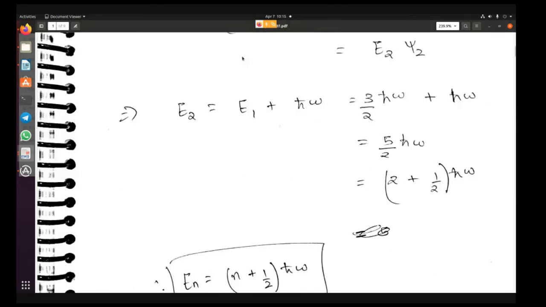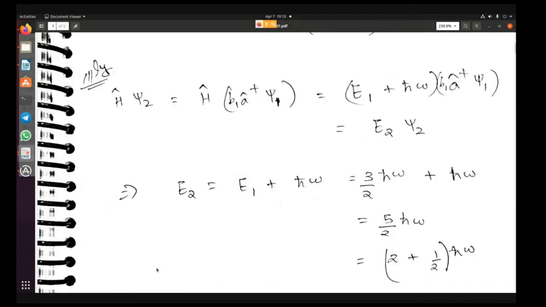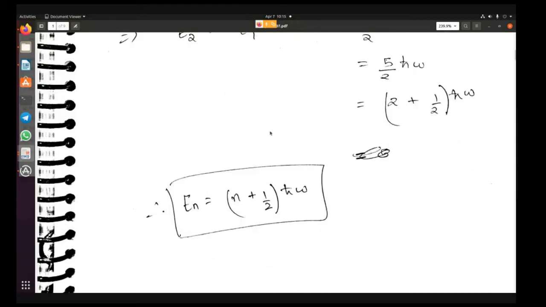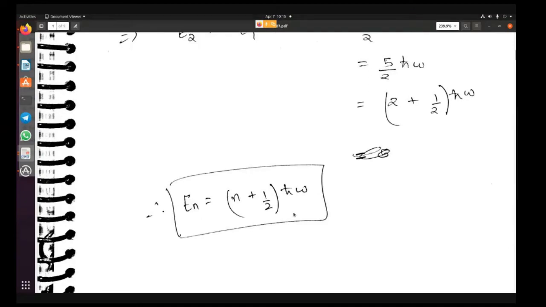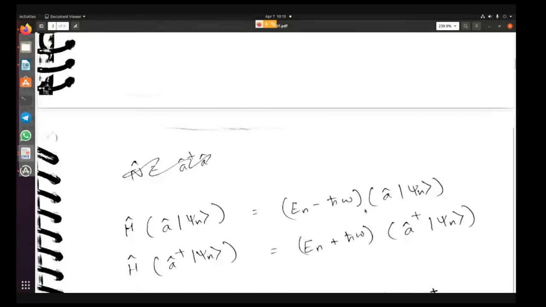So essentially, if you keep doing this, E3, E4, E5, this is just like a recursion relation. So E3 is related to E2, E4 is related to E3 and so on, right? So if you do that, you will get En is equal to n plus half into h cross omega. So essentially, we have got the same energy En as we got from the differential equation method. So from my matrix method also, using these operators A dagger and A, we have got the same energy. Okay. All right. So this is the energy that we have solved.